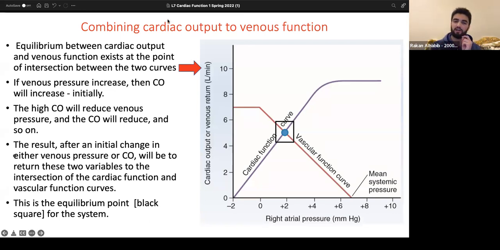So basically, normal cardiac function is around this area, where I have the right atrial pressure at +2, and the venous return and the cardiac output are coming in the same amounts. When there's an increase in venous return, there's an increase in cardiac output. If there's a decrease in venous return, there is a decrease in cardiac output. I hope I'm saving you.